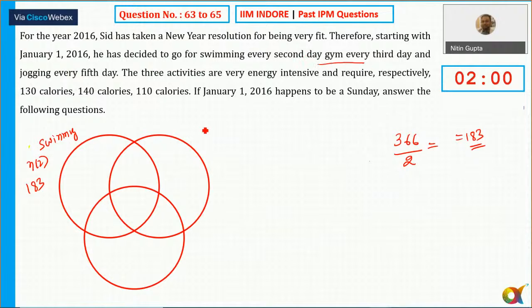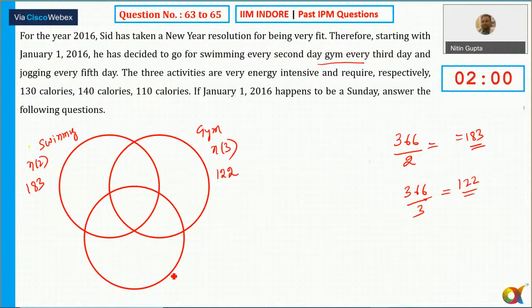So every third day, multiples of 3: 3, 6, 9, and so on. Among the first 366 natural numbers, how many numbers are multiples of 3? That is equal to 122. So he will go to the gym on 122 days.